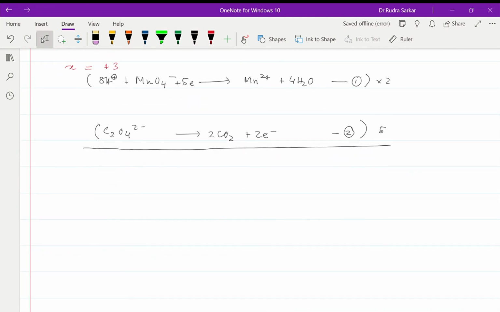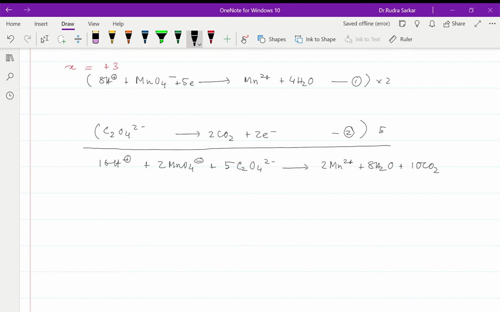So that way we will say this is 16 H+, 2 MnO4-, plus 5 C2O4 2-, that goes to 2 Mn2+, 8 H2O, plus 10 CO2. And that is how we have to balance an equation using the ion electron method.